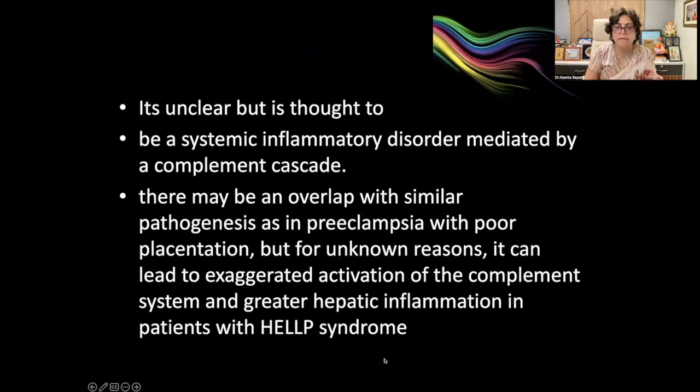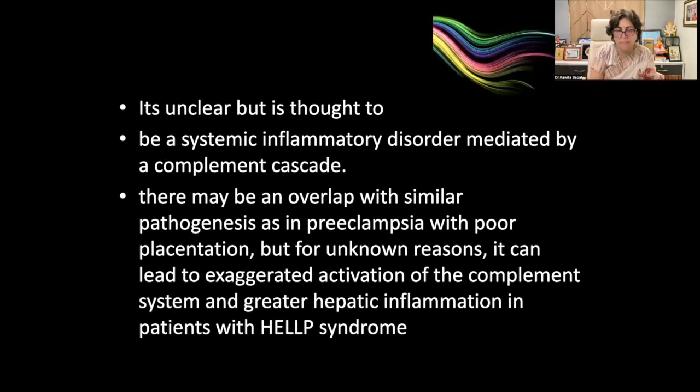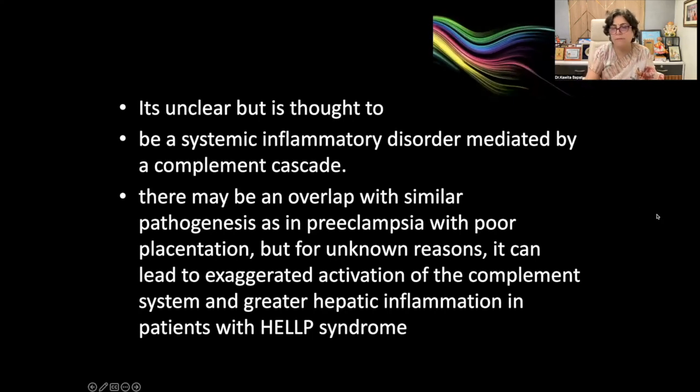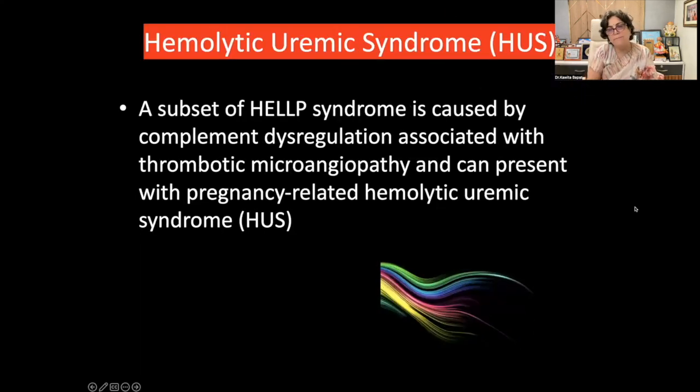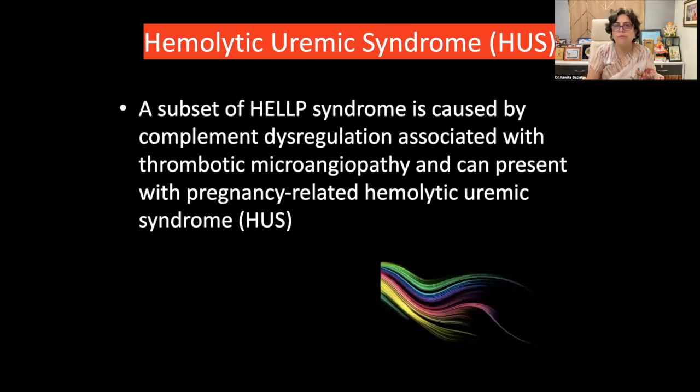It is unclear, but it is thought to be a systemic inflammatory disorder mediated by the complement cascade. There may be overlap with a similar pathogenesis as in preeclampsia with poor placentation. For unknown reasons, it can be exacerbated by activation of the complement system and greater hepatic inflammation in patients with HELLP syndrome. A subset of HELLP syndrome is known as hemolytic uremic syndrome, that is HUS. It is a complement dysregulation associated with thrombotic microangiopathy and can present as pregnancy-related hemolytic uremic syndrome.